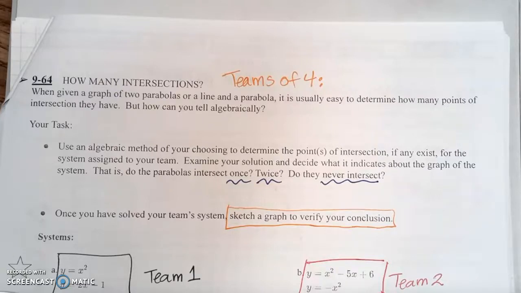So every team is going to get a different question. Examine your solution and decide what it indicates about the graph of the system. That is, do the parabolas intersect once, twice, or do they never intersect? So there's going to be some questions that have 2 intersection points, some only have 1, some have none. Once you have solved your team system, sketch a graph to verify your conclusion.